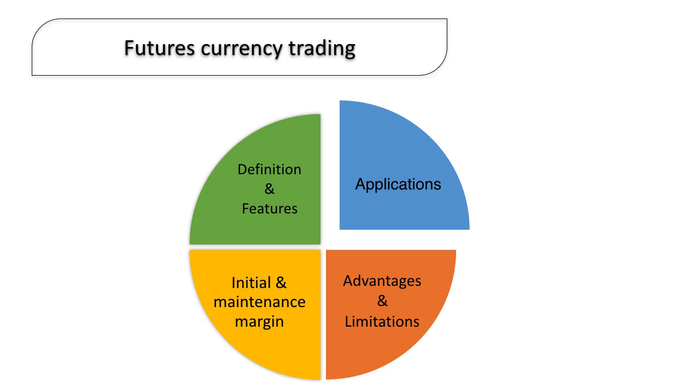Though it has great benefits, similar to spots, forwards, and swaps, its immutability is an obvious drawback. This can be solved using options currency trading, which will be introduced in next chapter, the last chapter of this course.